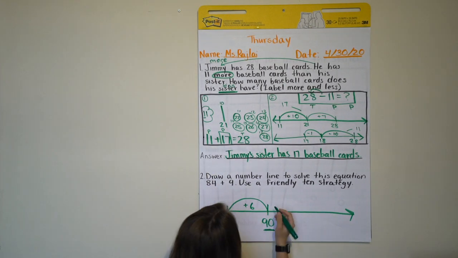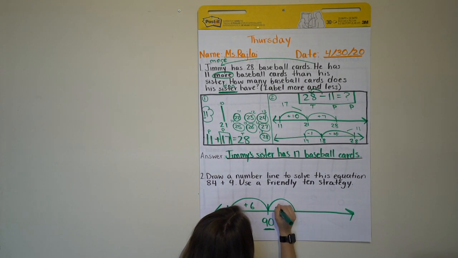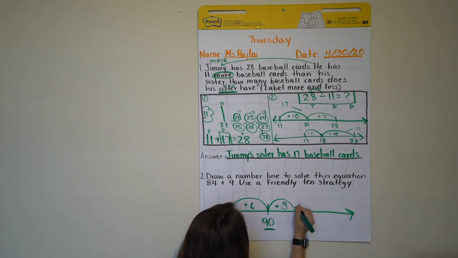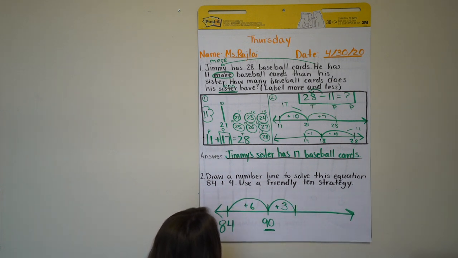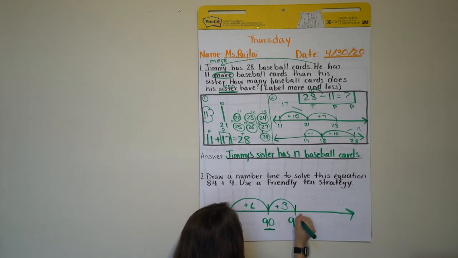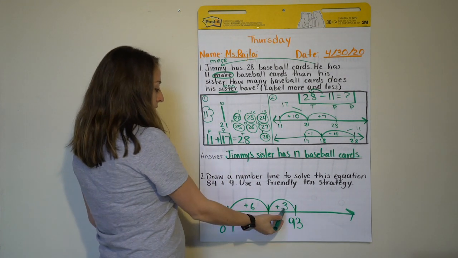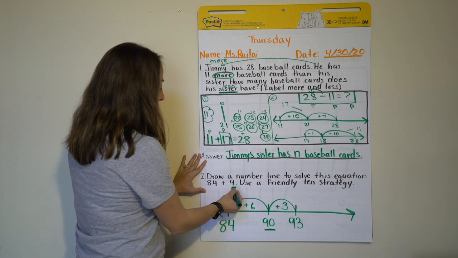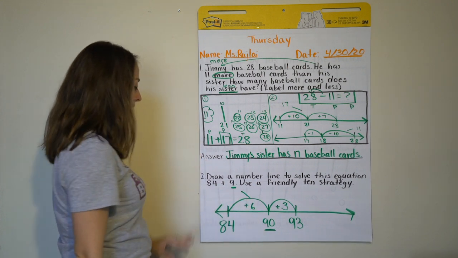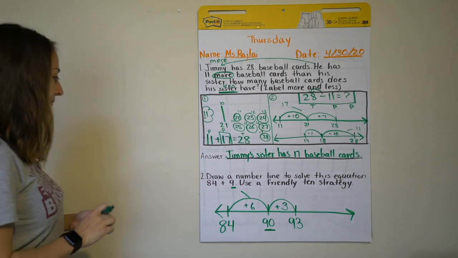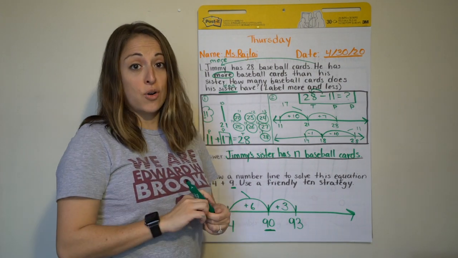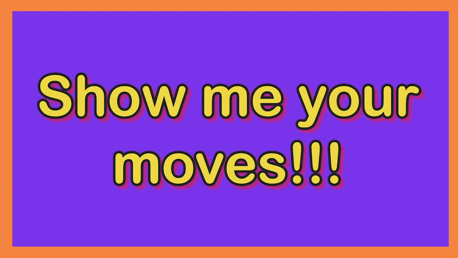So little hop plus 3. 90 plus 3, we should already know that's 93. And 6 plus 3 equals that 9 right here. You can draw a little line. Okay. Let's get ready for our dance break.